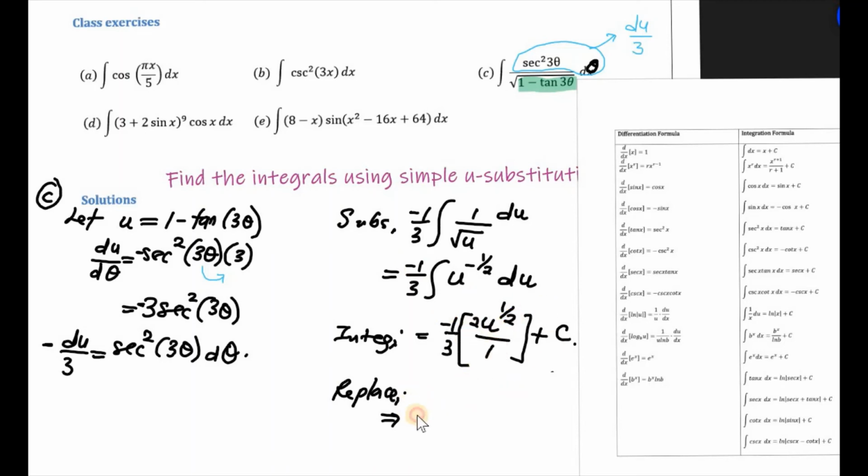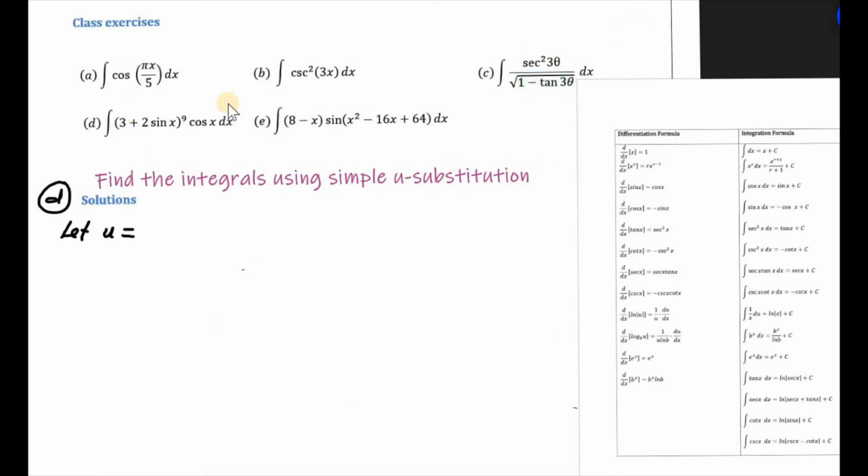So that should be it. Let's replace it. So it will carry 2/3. The u, what was the u? The u is the power half, or the radical, of 1 minus tangent of 3 theta, and plus c. That should be correct, inshallah. So this is fun, right?